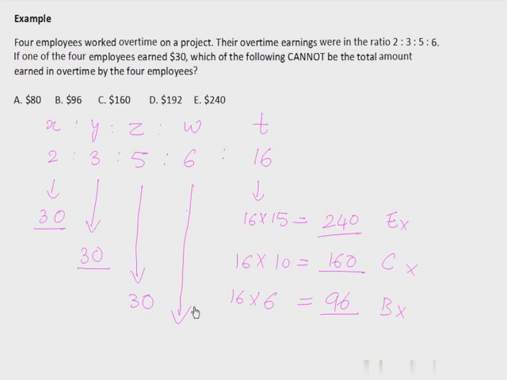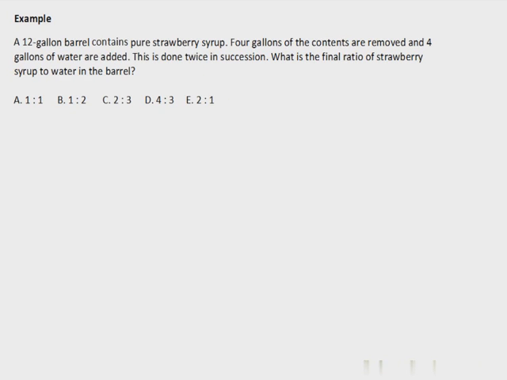What about W? W to total is 6:16. If W becomes 30, that means I've multiplied 6 by 5. I need to multiply the total by 5. 16 into 5 is 80. 80 is choice A. Choice A is also out. So the only choice missing is D. So the answer is D. The total cannot be $192 if one of the employees earns $30.